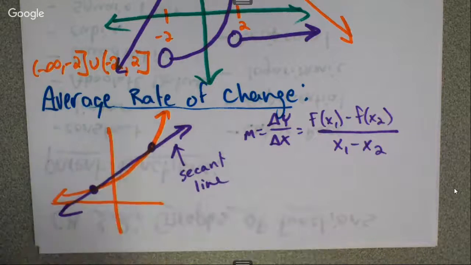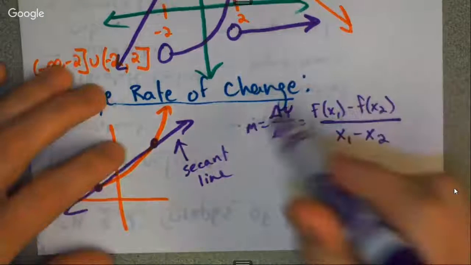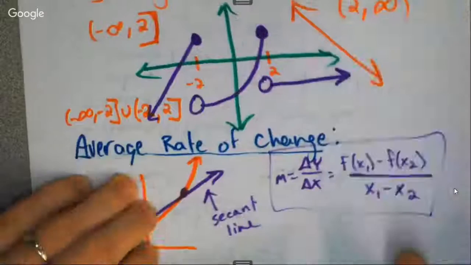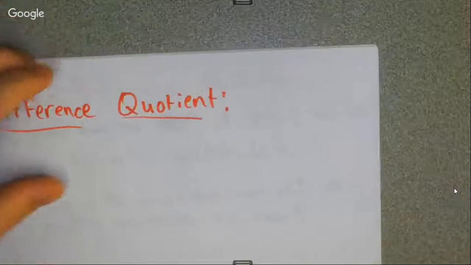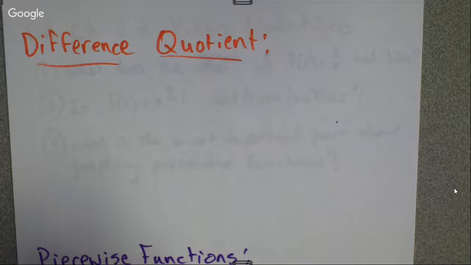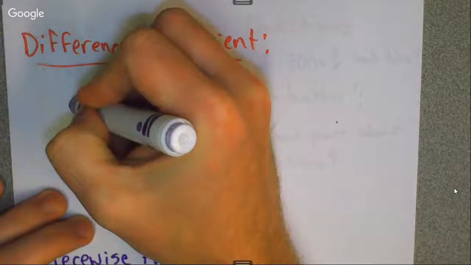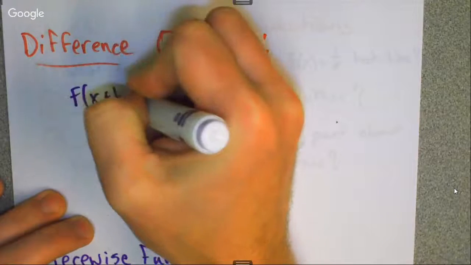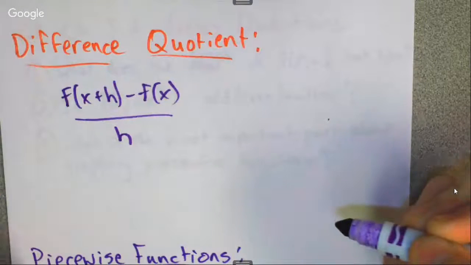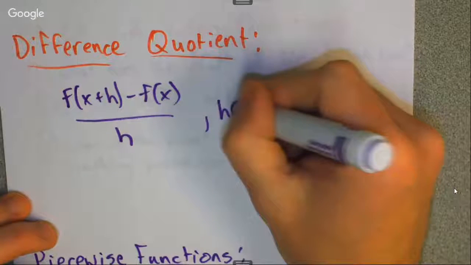Okay. We have another form to write this. Okay, and you did it already, you just didn't know, we have what's called the difference quotient. Okay, now the difference quotient finds the average rate of change as well. So the difference quotient is right there, and h cannot equal 0.